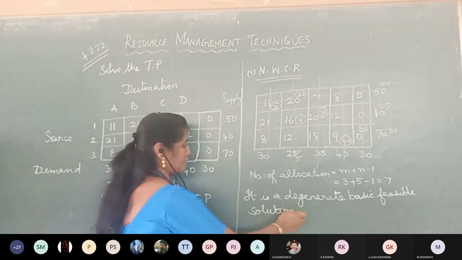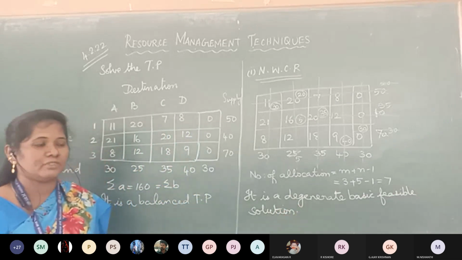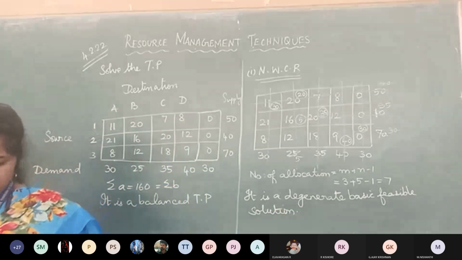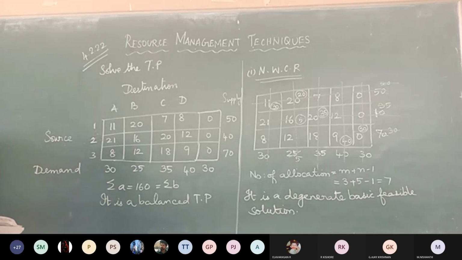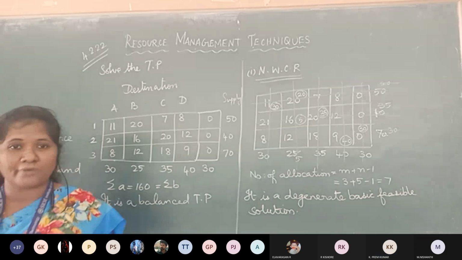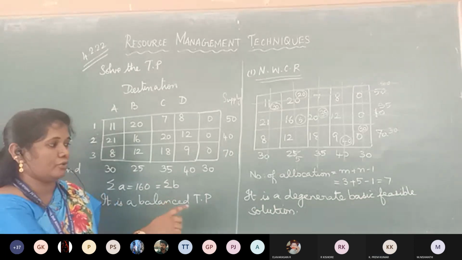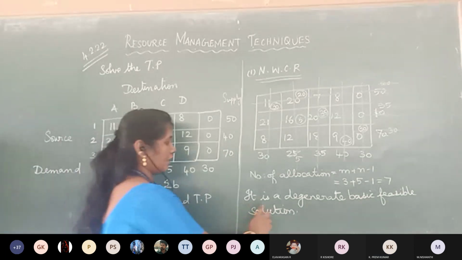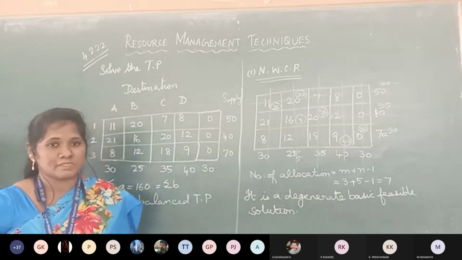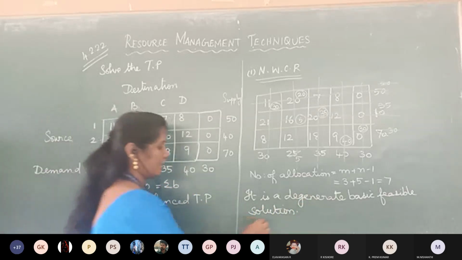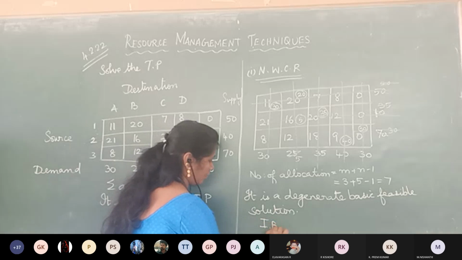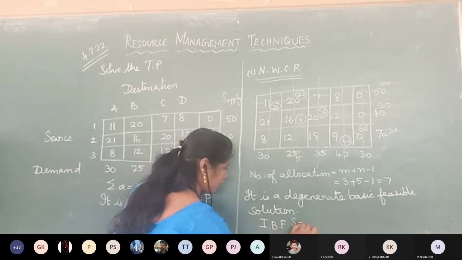This degenerate basic feasible solution, I will give you the definition, write it down. You don't need to calculate the initial basic feasible solution here, you have to find it out. I'm just telling you, you have to write this also. You have to write it as a degenerate basic feasible solution. Then you have to find out your initial basic feasible solution as usual.